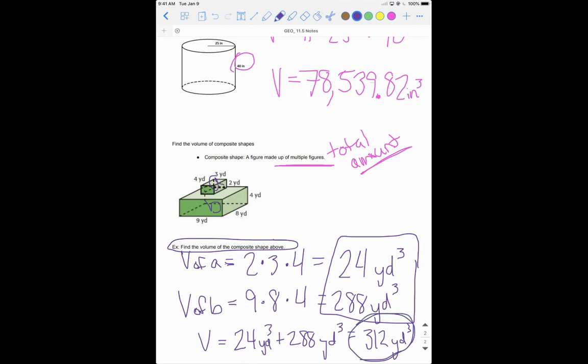Final answer. Let's color it differently. So whenever you're talking about a composite, you're looking at the total or the combination of the two.